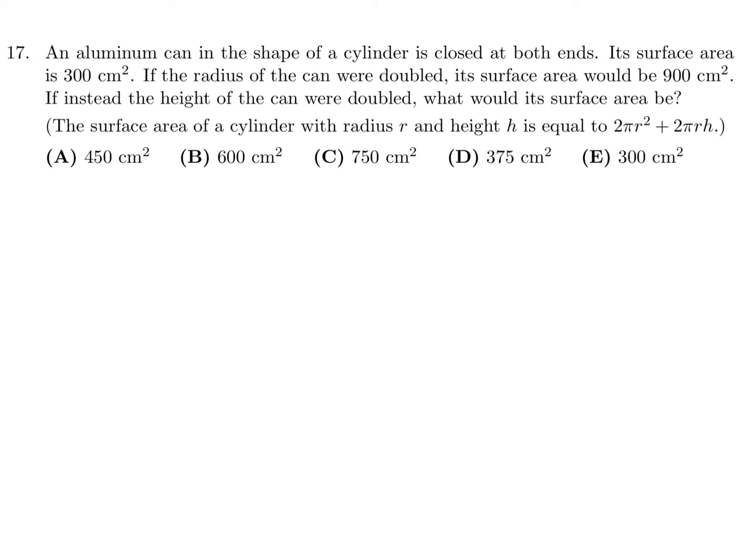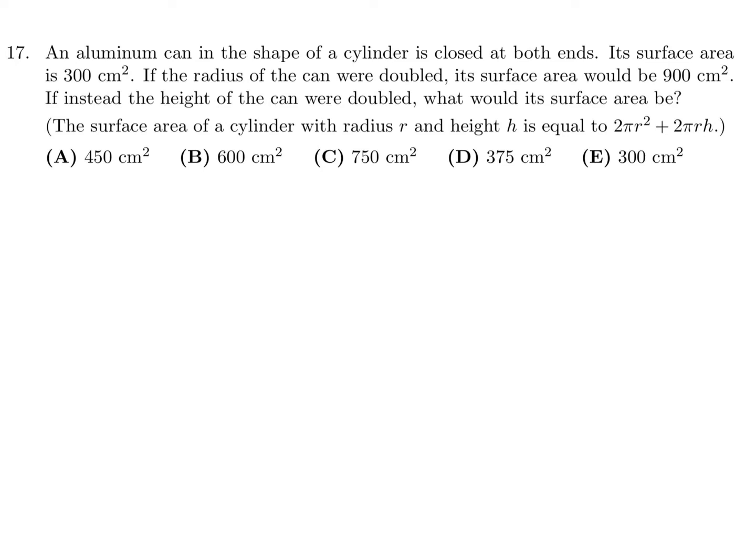Number 17. An aluminum can in the shape of a cylinder is closed at both ends. Its surface area is 300 centimeters squared. If the radius of the can were doubled, its surface area would be 900 centimeters squared. If instead the height of the can were doubled, what would be its surface area?